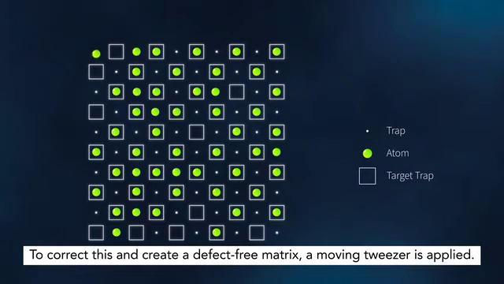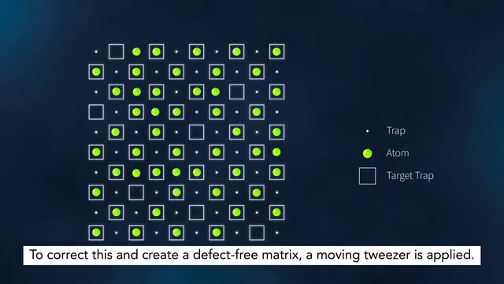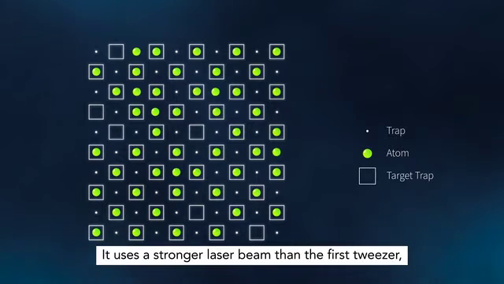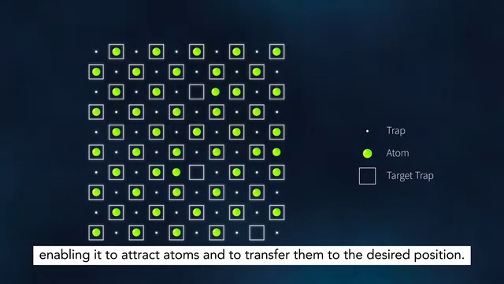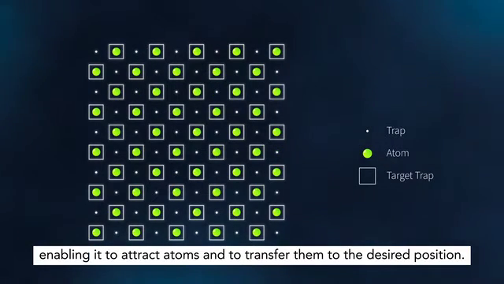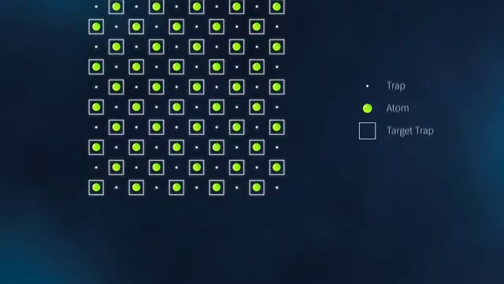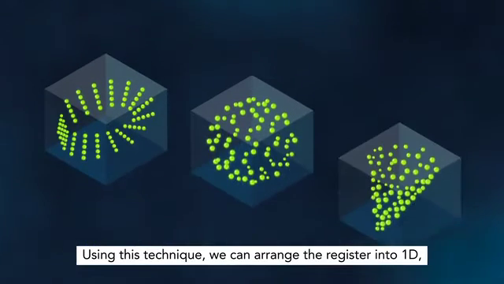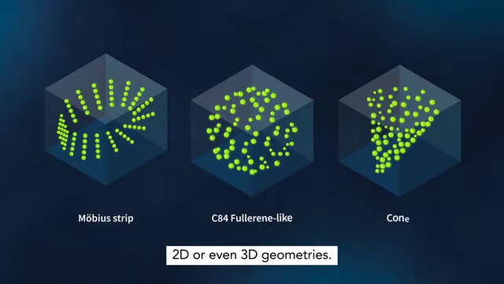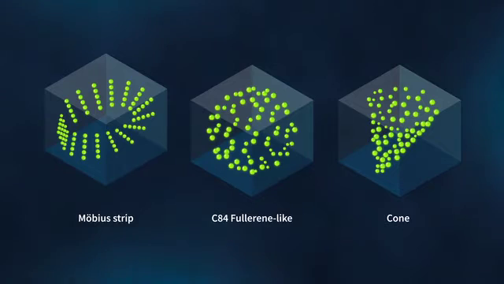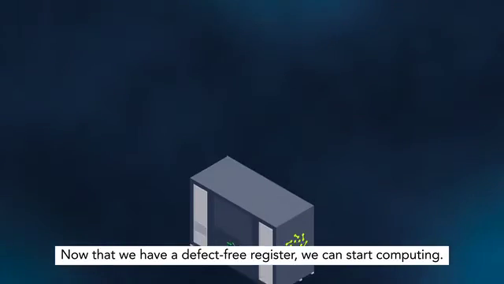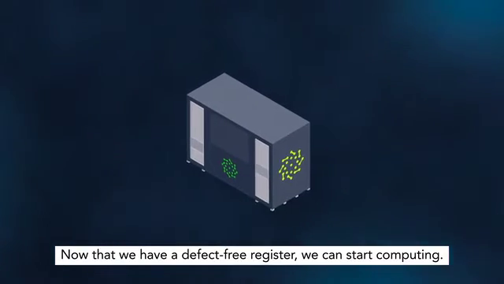To correct this and create a defect-free matrix, a moving tweezer is applied. It uses a stronger laser beam than the first tweezer, enabling it to attract atoms and to transfer them to the desired position. Using this technique, we can arrange the register into 1D, 2D, or even 3D geometries. Now that we have a defect-free register, we can start computing.